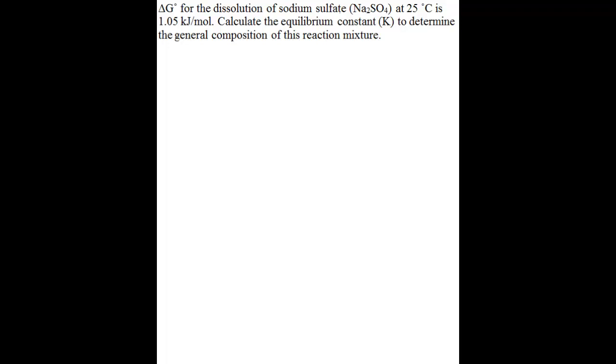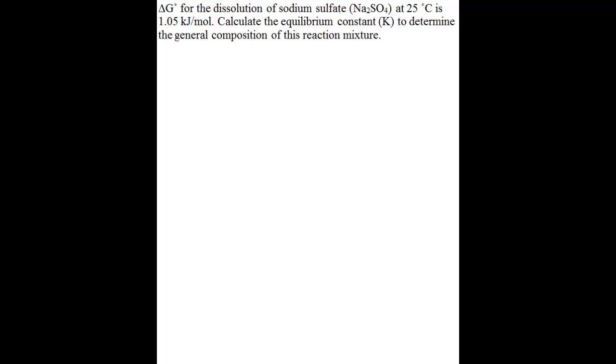In this problem, I'll show you how to calculate the equilibrium constant from the delta G naught value for a reaction in order to use the K value, or the equilibrium constant, to determine the general composition of the reaction mixture. And by general composition, I mean, is the reaction mostly products at equilibrium, mostly reactants at equilibrium, or are there appreciable amounts of both product and reactant at equilibrium?